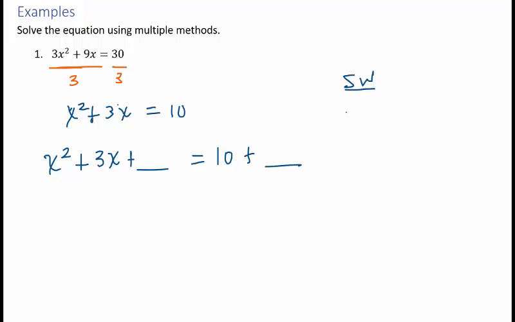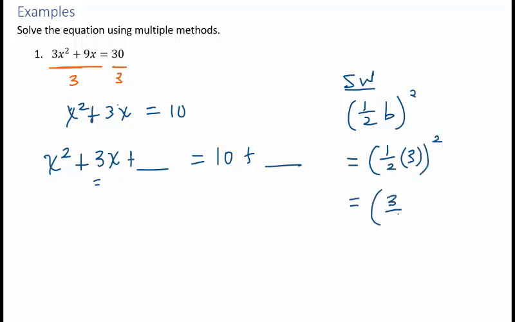Our scratch work is we're going to take half of b and square that. And b in this case is 3. So half of 3, squared. Well, that's 3 halves squared, or 9/4. And that's the number that we're going to add in.